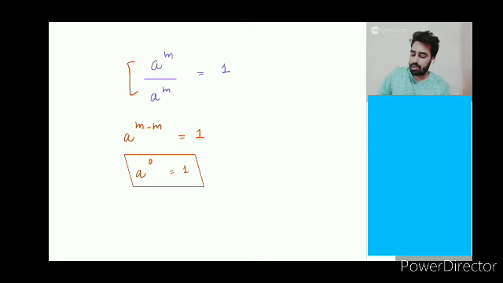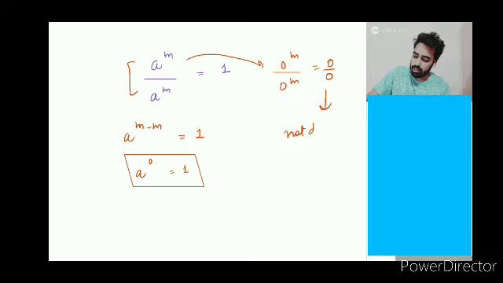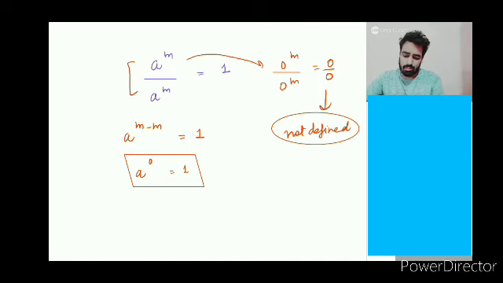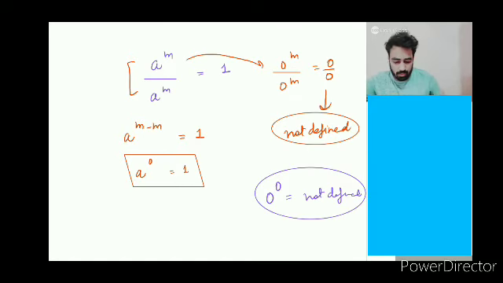Acha, why sir 0? Why we can't take a as 0? Because if I take a as 0, I'll get 0 power m divided by 0 power m. That will give us 0 by 0. And whenever any number has 0 in denominator, that value is not defined. Okay, that's why. This is the proof. Simple proof hai. 0 power 0 is not defined. Clear?